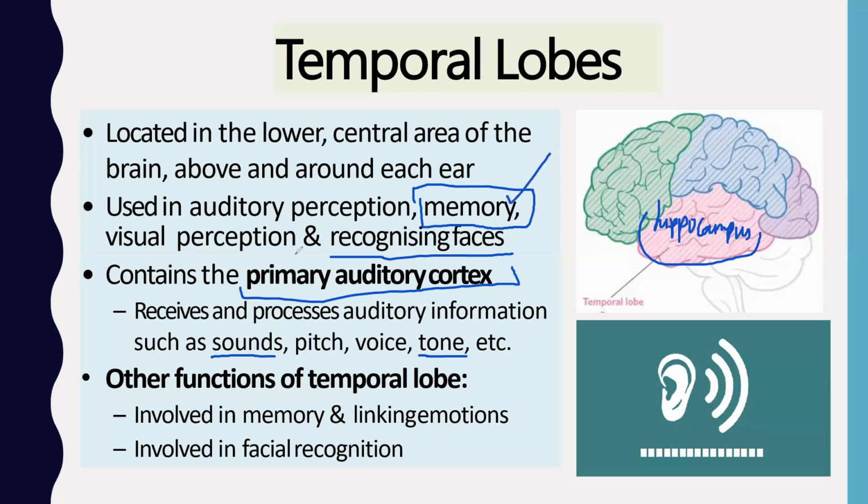So memory, auditory perception of sounds, recognition of faces, and the linking of emotions to memories because of the role of the amygdala. All of these are some functions of the temporal lobe. So just know the main function, which is auditory perception, as well as maybe two other functions.